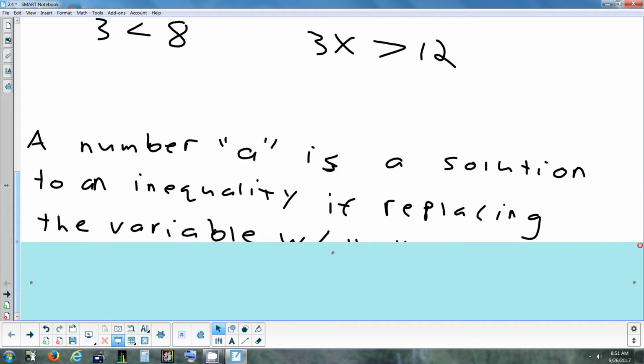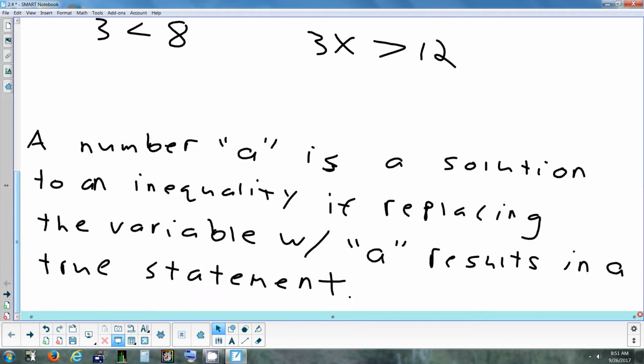So how do you figure out if a number is a solution? If you're looking at an inequality, a number is a solution if you plug it in for the variable and you get a true statement. For example, in that inequality, is 5 a solution? Plug in 5 and see what you get for an answer on the left.